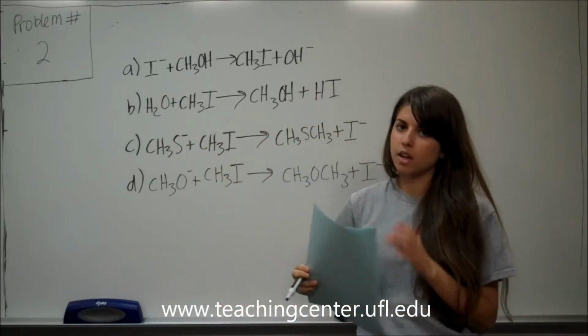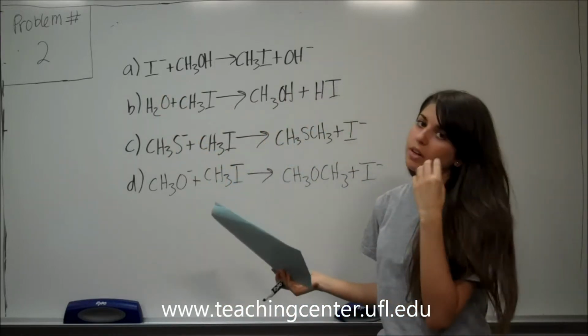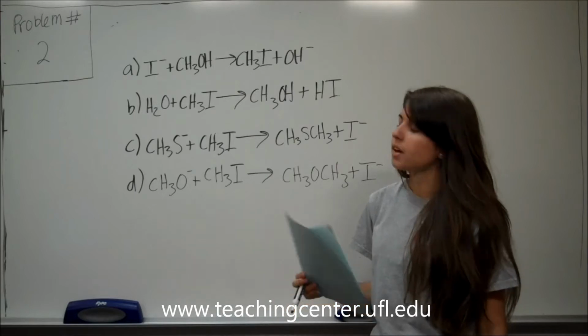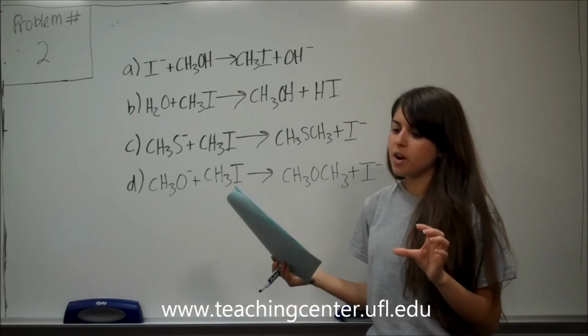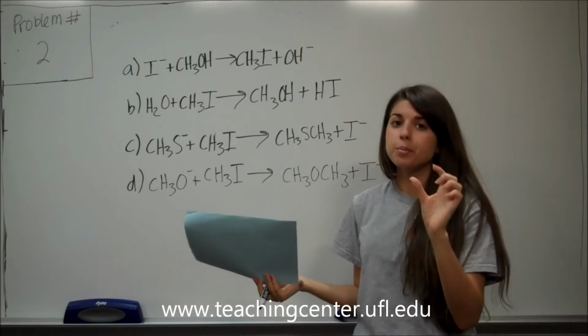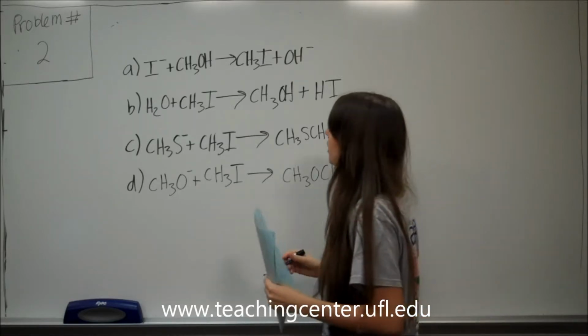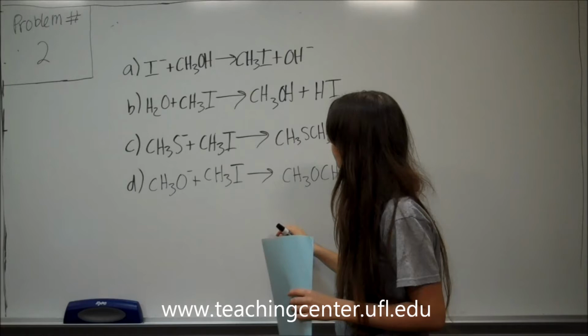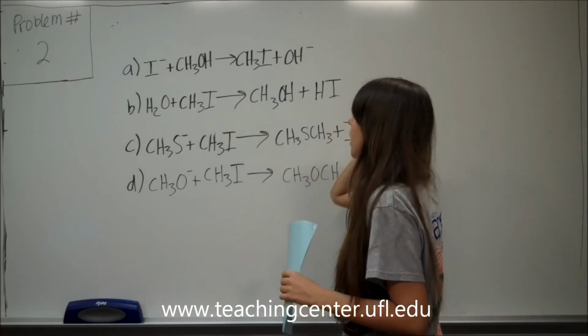iodine is not only a good leaving group, but it is a good nucleophile because it's so far down on the periodic table that it's really good at giving up its electrons because it's more polarizable than some of the other nucleophiles. So we know that's a really good nucleophile.